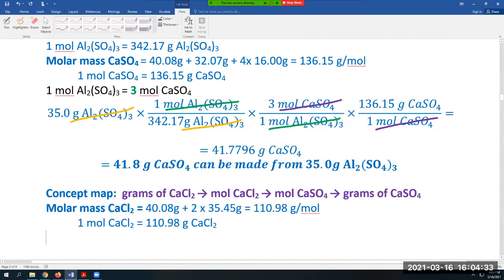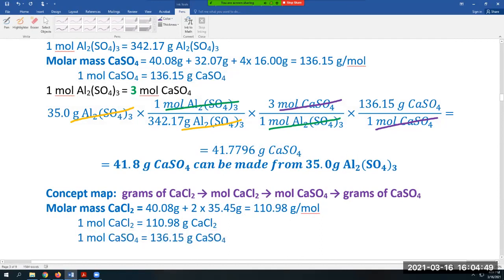The other molar mass, we know it, right? It's the calcium sulfate, and we have it just above here. So it's just the same here: 1 mole of calcium sulfate is 136.15 grams of calcium sulfate.